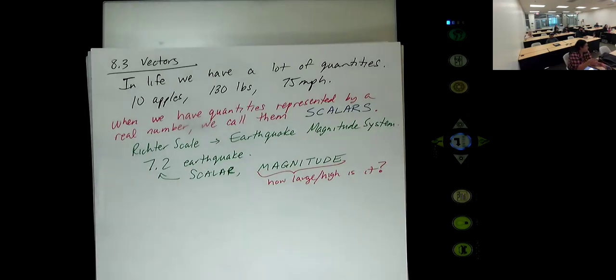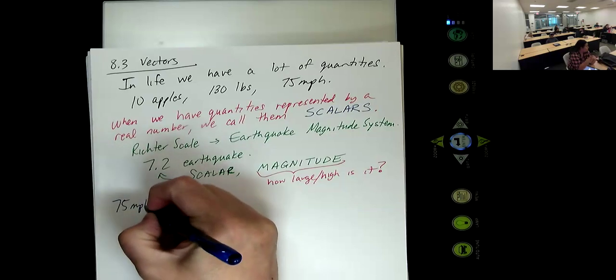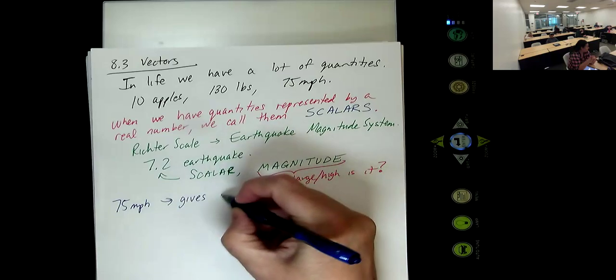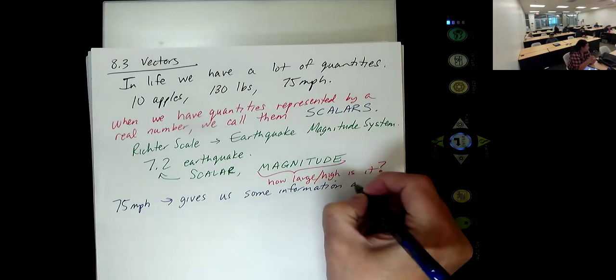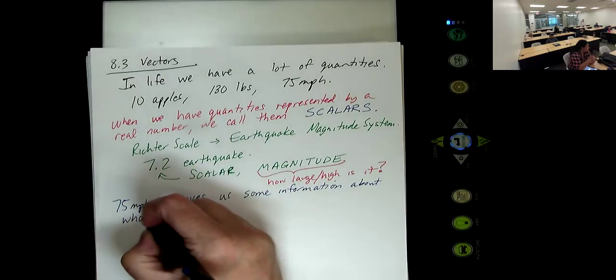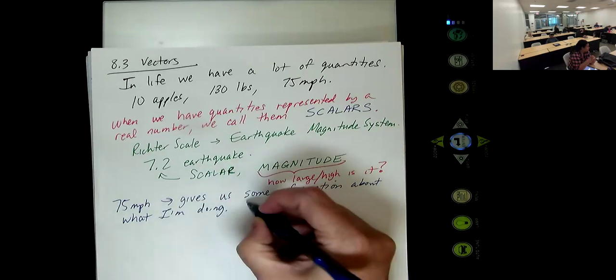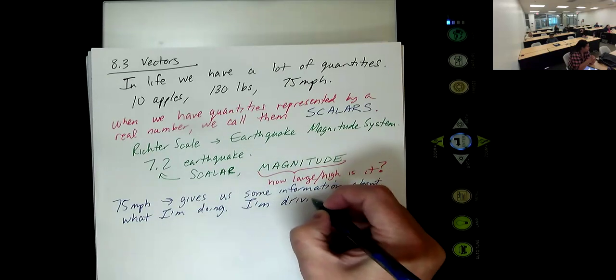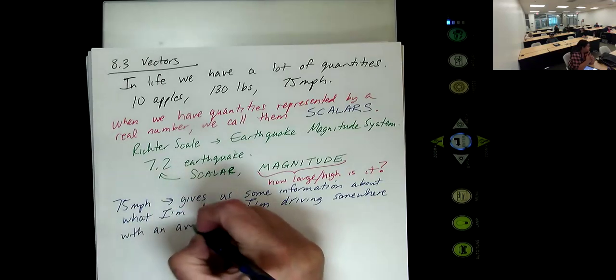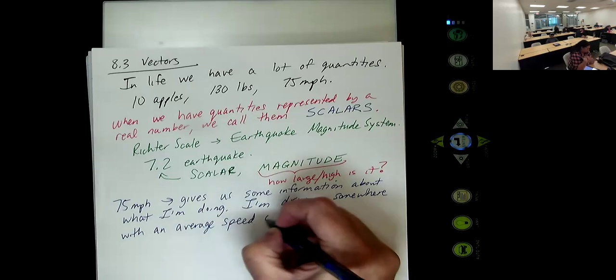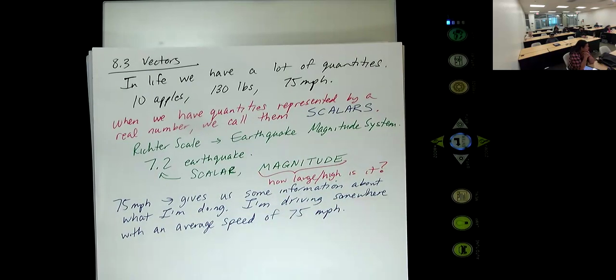Let's go back to that 75 miles an hour. 75 miles per hour gives us some information about what I'm doing. I'm driving somewhere with an average speed. What is missing from that? Direction. Where am I going? Am I going in a circle? Am I going in a straight line? What's going on? So what's missing is direction.